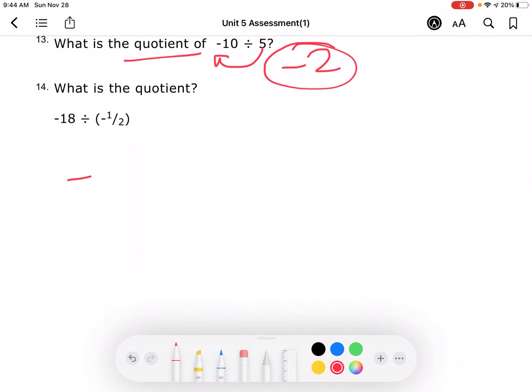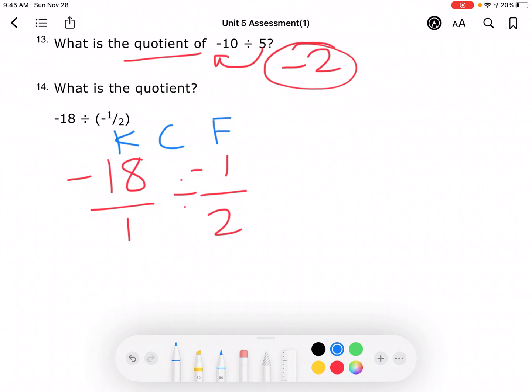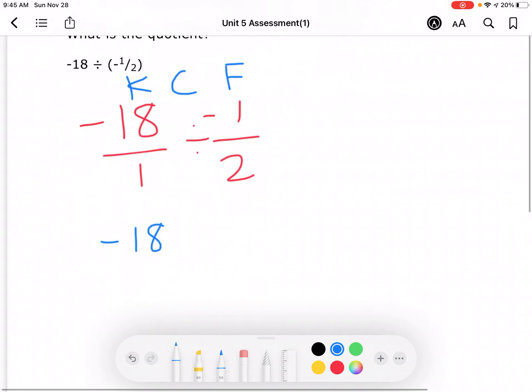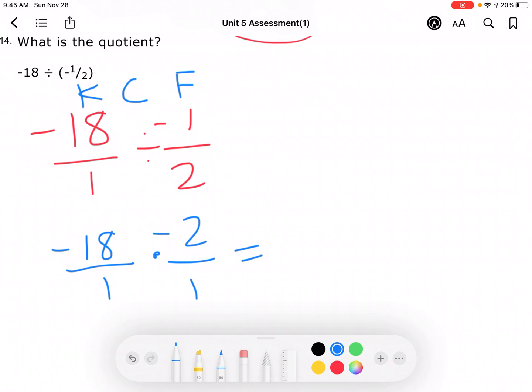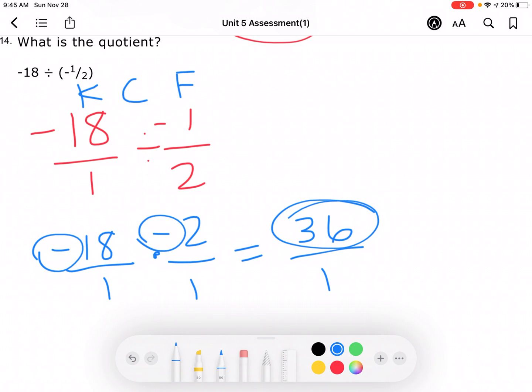And then I have -18/1 divided by -1/2. And I remember with dividing fractions, I have to keep, change, flip. So -18/1 times -2/1. I don't want to drop my sign. So I'm left with 36, because 18 times 2 is 36/1. A negative times a negative is a positive. So I should have ended up with 36.